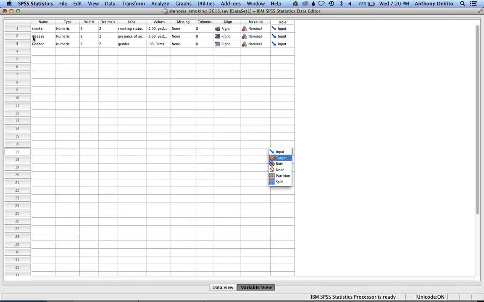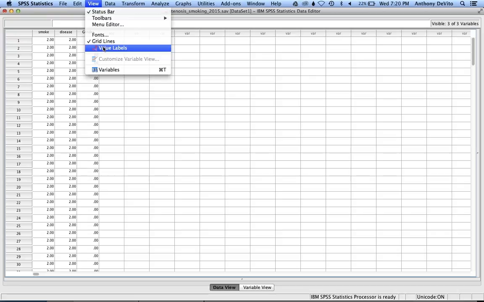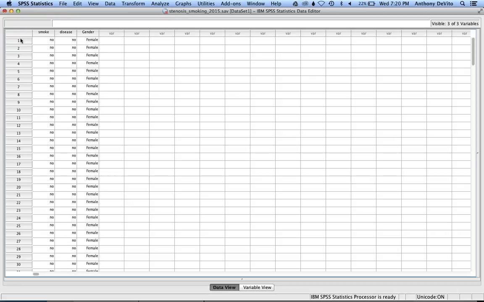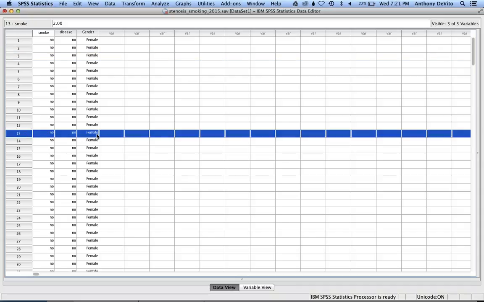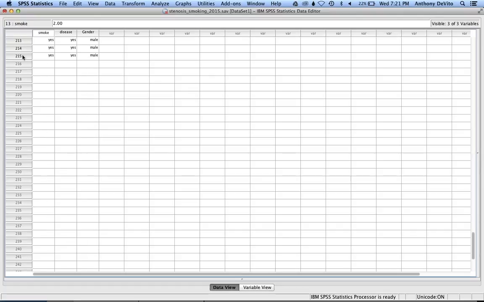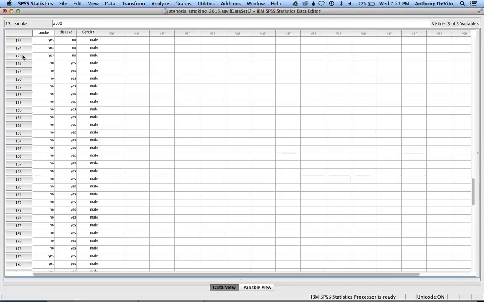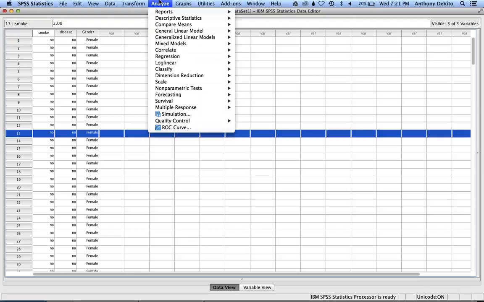I can combine any of these in rows and columns, but I'm going to do the ones that seem to make sense to me. I'm going to go back to the data view and turn on the value labels so I can see them. Number 1 is a person, number 2 is a different person, number 13 is a non-smoking female who does not have disease, and so on for all of these various people, all the way down to 215 people. I think it might be a little bit different; it looked like we had 214 before in the other file.